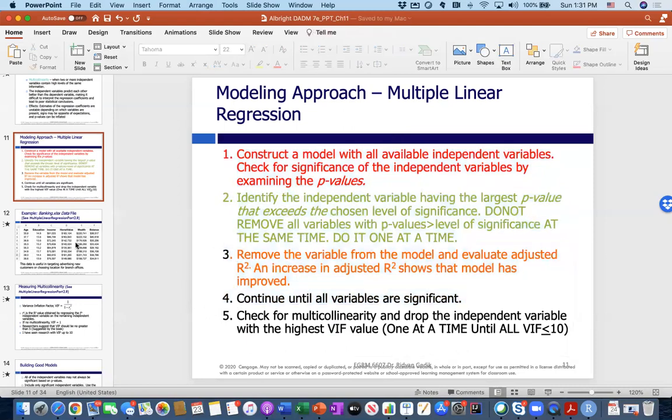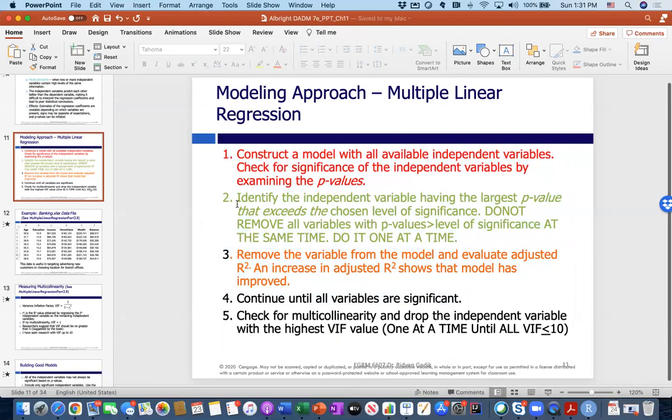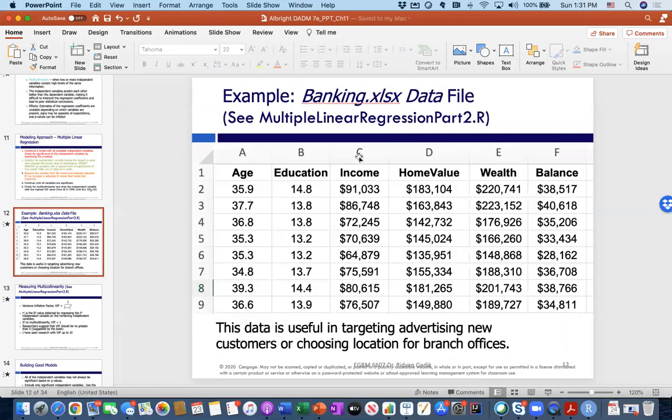Okay, so let's see an example to highlight this procedure that I just mentioned. Let's see whether we can stick to this analysis. To do that, we have a new data set. It's called the banking Excel file. I'm going to be working in R in a moment, but let me introduce the data to you.